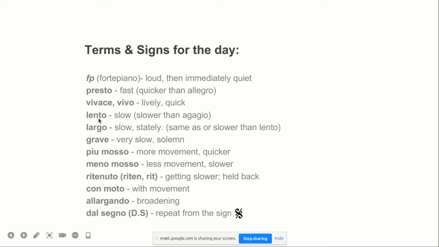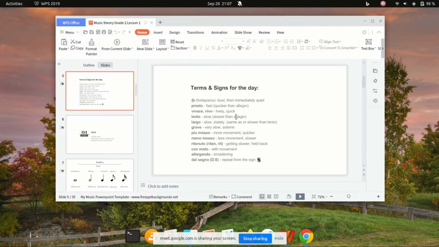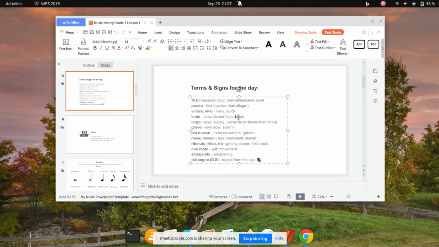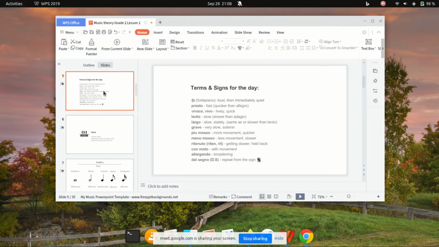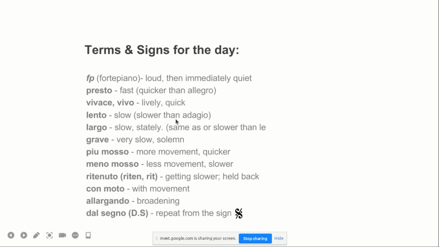Then we have lento. Lento means slow, and it is actually slower than adagio. Remember, we said in grade 1 adagio means slow. There's a spelling mistake here. It's not agagio, it is adagio. So that is lento, slower than adagio.